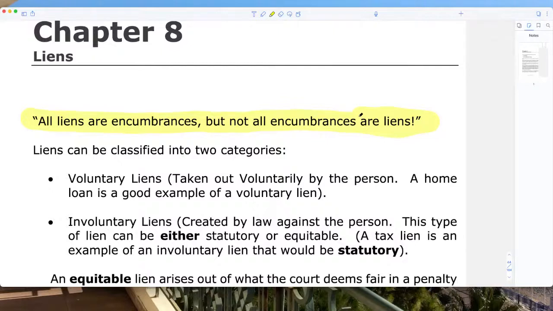So we're going to talk about liens, and a lien is, yes, an encumbrance. Liens, as you can see here, can be classified into two sections. We have what are called voluntary liens, which are taken out voluntarily by the person who owns the real estate. And we also have what are called involuntary liens, which are created by law against the person.